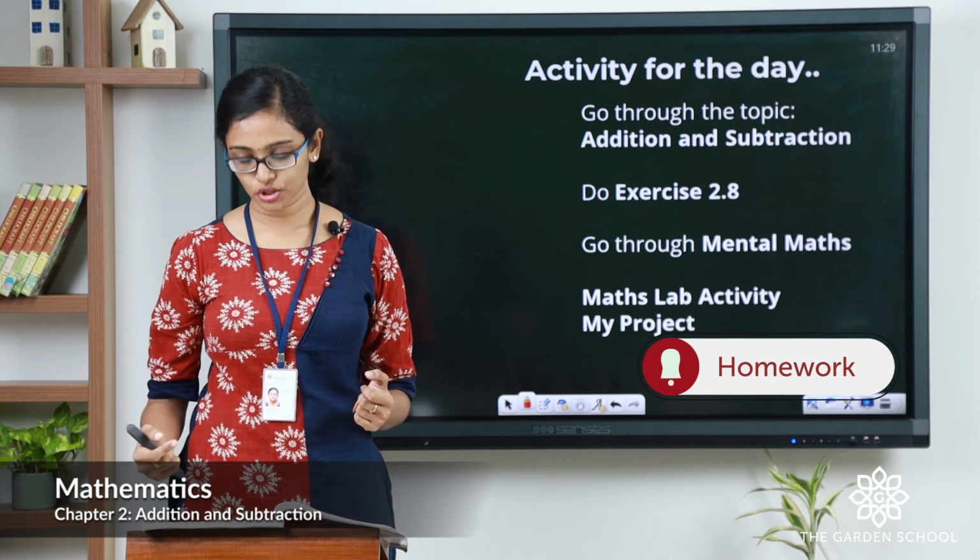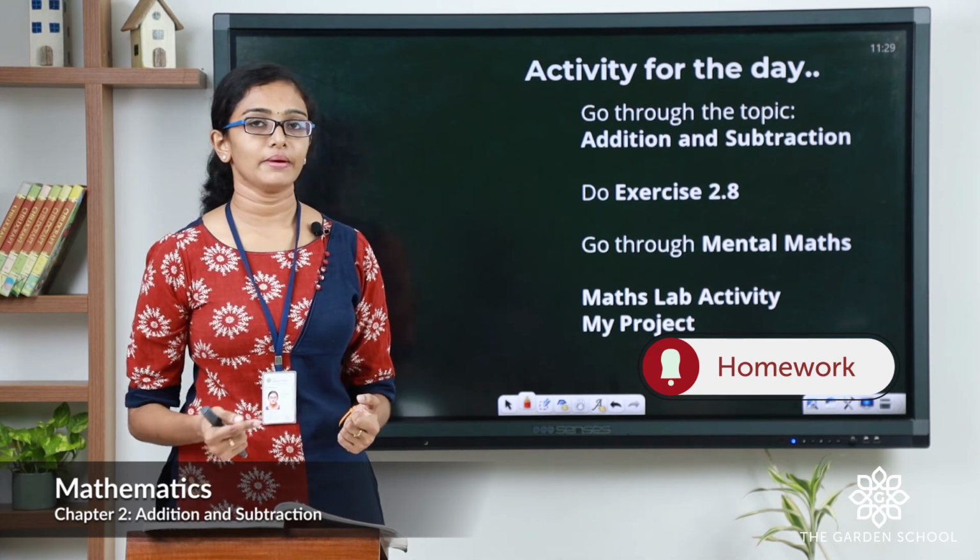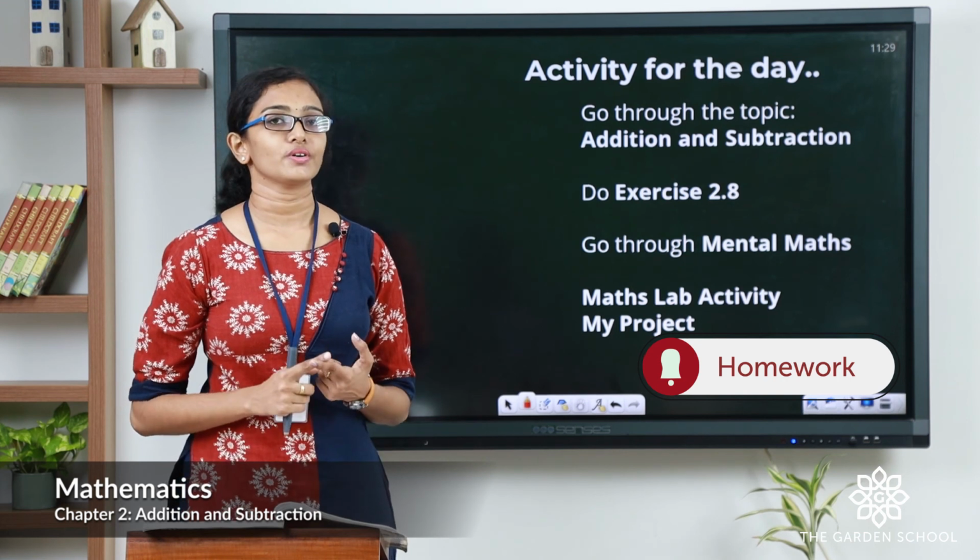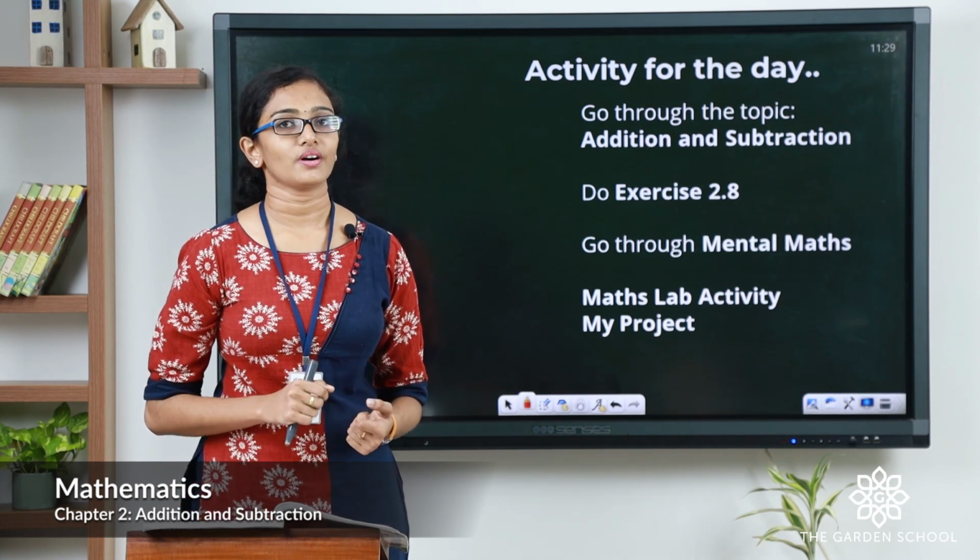Then in the next page, page number 33, we can see a maths lab activity and my project. Go through them as well and do accordingly.